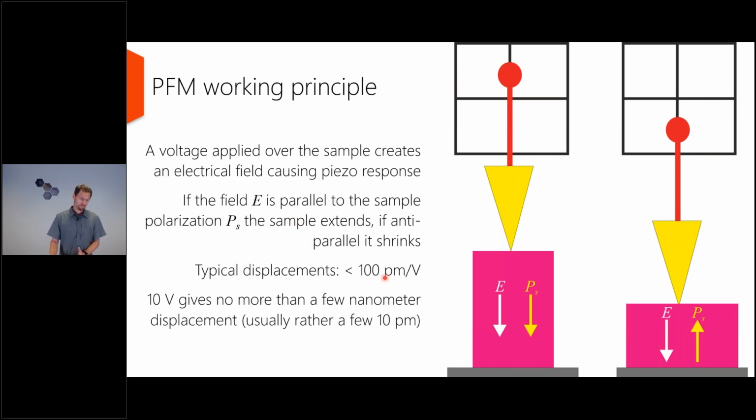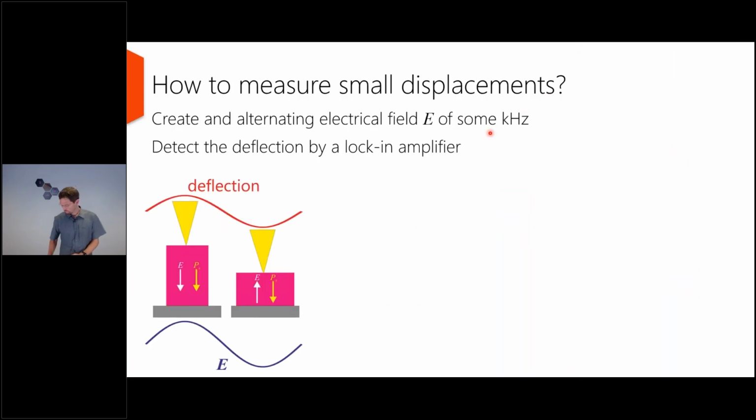Typical displacements are way below 100 picometers per volt. That means even with 10 volts, you get only a few nanometers. And even more practical or realistic is that you only have a few tenths of picometers of deflection. And that is not so trivial to measure.